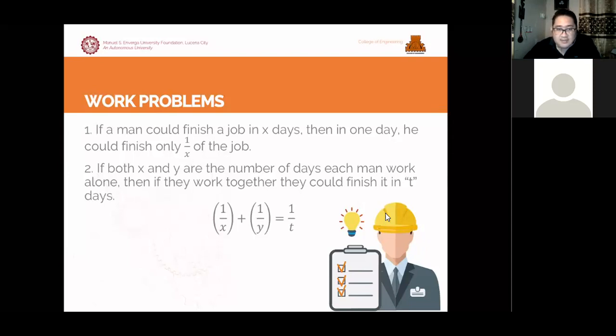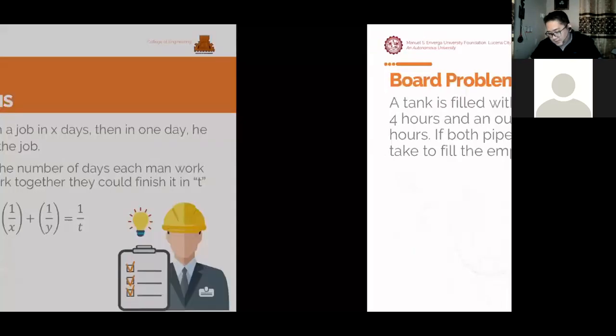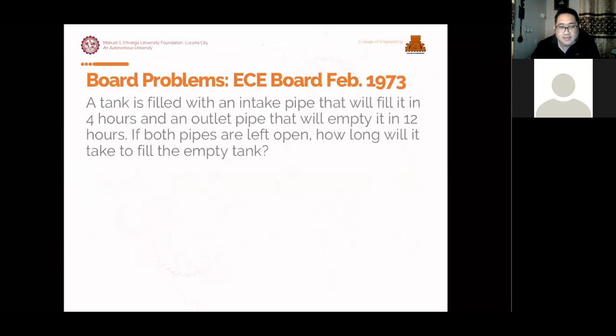If both X and Y are the number of days each man works alone, then if they work together, they could finish it in T days. Tapos, yung kayang gawin nung kada tao per day, i-add lang natin to get yung target o yung kung kailan sila matatapos. Okay? So, apply natin sa example para mas ma-appreciate natin. Okay? So, ACE board, 1973.